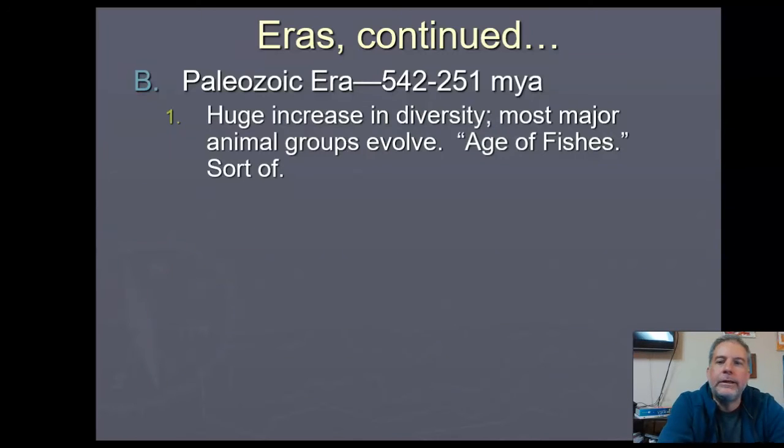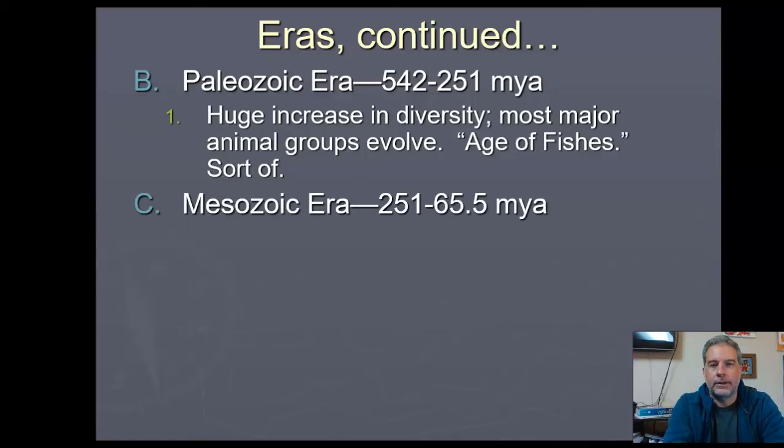Coming out of the Precambrian era, we go into the Paleozoic, which goes from 542 million years ago to 251. We see this explosion of diversity. It's actually called the Cambrian explosion. Most of the major animal groups evolved during this. It's a long time span, but we just call it one era. Old books used to call it the Age of Fishes. Okay, maybe they're the biggest thing around during this time, but we'll talk about that in a minute.